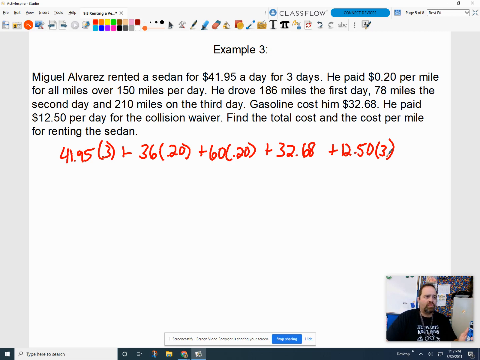Okay. Go back and read through that again. $41.95 a day for 3 days and 20 cents over 150. So that first day was 186. He only drove 36 miles over. That's all he had to pay for. The second day he stayed within his 150. The third day he drove 210. So that is 60 miles over 150, 60 times 20 cents, and then add on the gas and the insurance for 3 days, again, per day. Whew. So all of this times 3 plus 36 times 0.20. 36 times 0.20 plus 60 times 0.20 plus 32.68 plus 12.50 times 3.